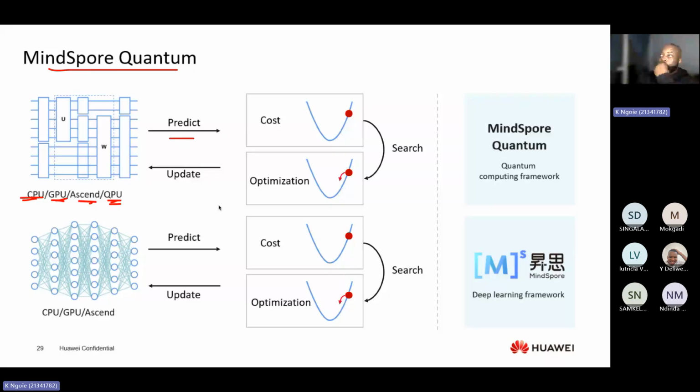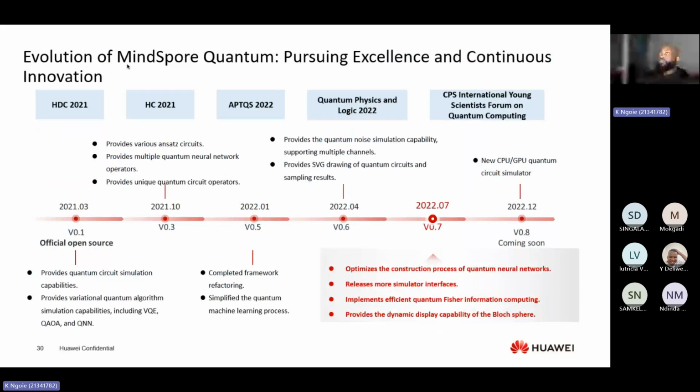But if you don't use it, you will use just a simple neural network with some CPU, GPU, and ASICs. So without quantum computing, you can use the normal MINDS for deep learning. But there is also a quantum computing framework which can make your algorithm better. So, the evolution of MINDS for quantum.